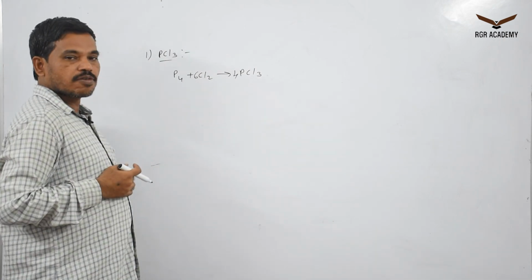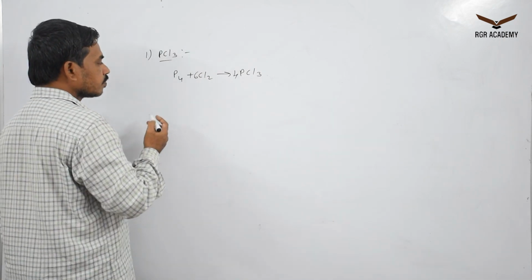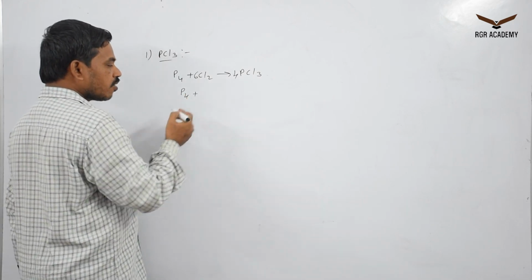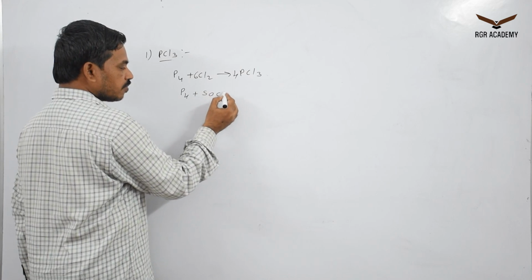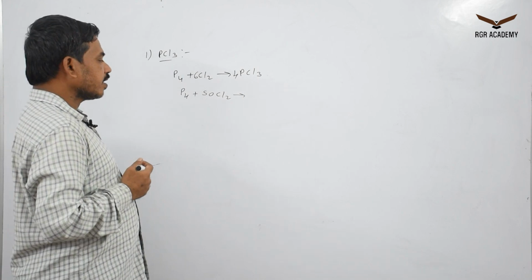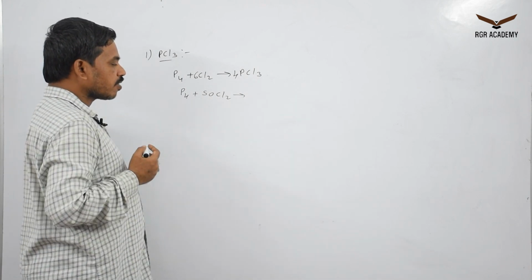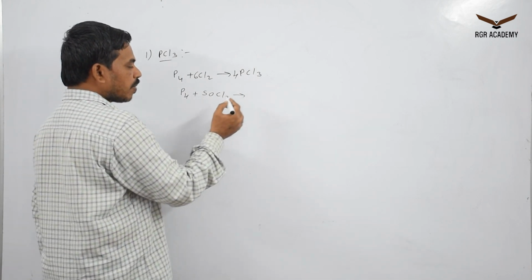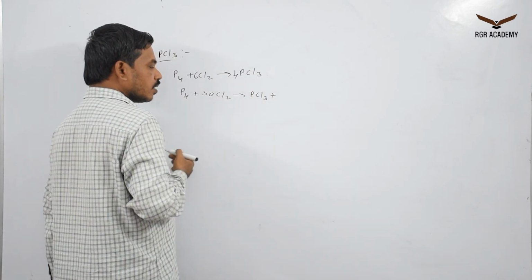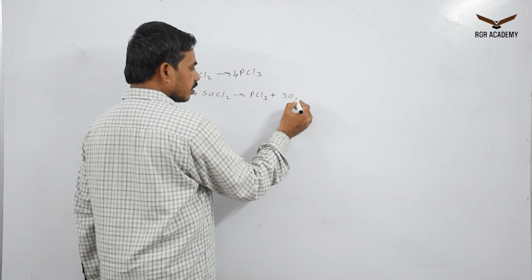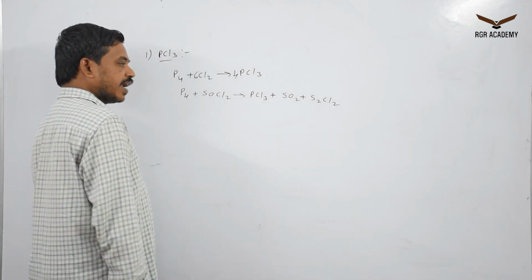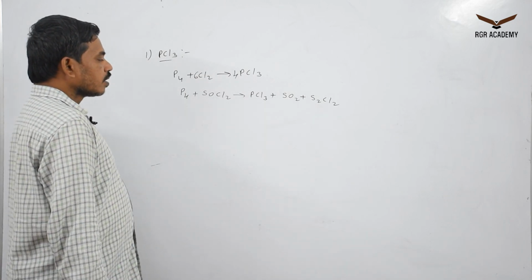Next, phosphorus trichloride is also prepared from white phosphorus on reaction with thionyl chloride. What is the molecular formula of thionyl chloride? SOCl2, to form phosphorus trichloride, PCl3, plus sulfur dioxide plus sulfur monochloride, S2Cl2. Balance the equation.